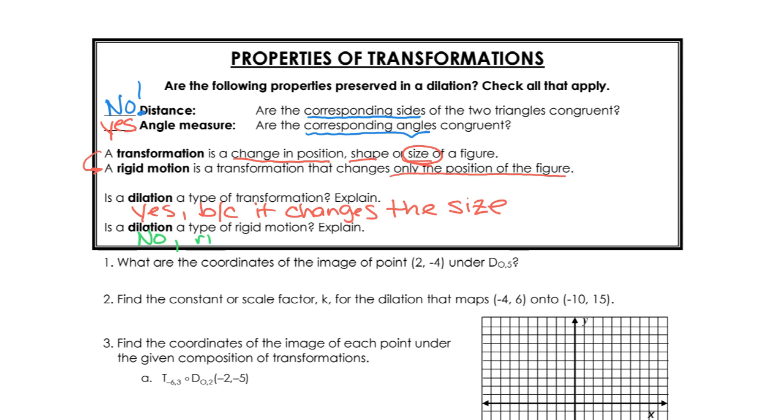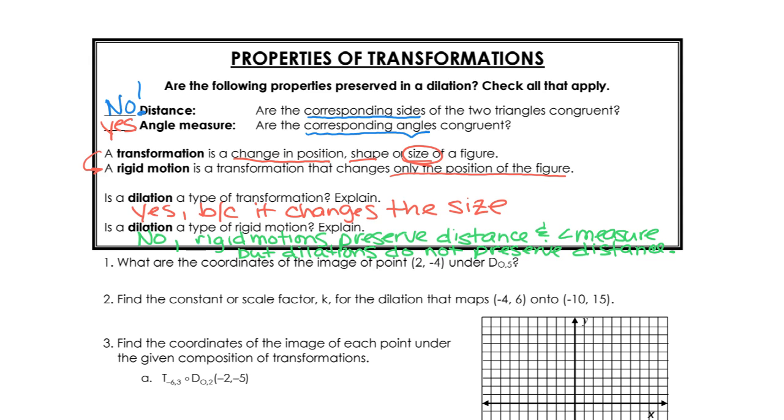Okay. If you remember, rigid motions preserve two properties. They preserve distance and angle measure. So is a dilation a type of rigid motion? No. And the reason is rigid motions preserve distance and angle measure, but dilations do not preserve distance. And because it doesn't preserve both properties, it is not considered a rigid motion.